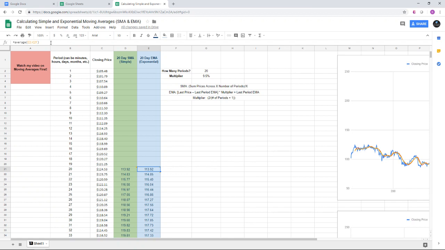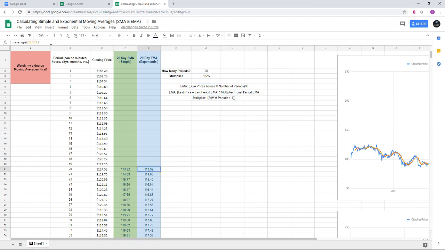So what's the exponential? The exponential moves a lot faster. So first, let's talk about the multiplier. The multiplier tells you up here in G3 how much weight is put on the most recent observation. Here it's 9.5%. Now remember the SMA, it's 5% in all observations. So this is exactly why the EMA reacts a little bit faster.